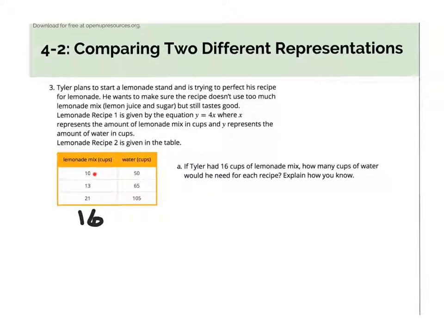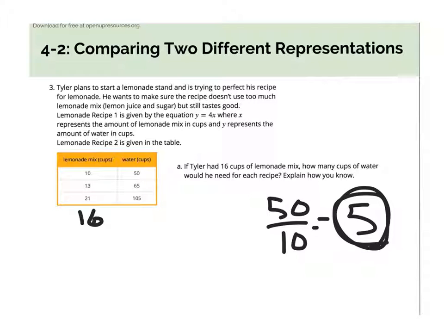So let's pick any of these. I'm going to pick this first one because it looks nice and easy and say 50 divided by 10. That would be 50 divided by 10, giving me a rate of 5 water cups per lemonade. If I take that rate, multiply by my 16, it looks like I'm going to get 80 cups of water. So that is the amount of water I would need for recipe number 2.